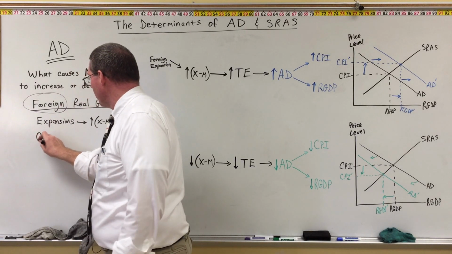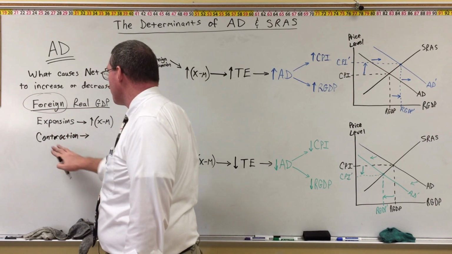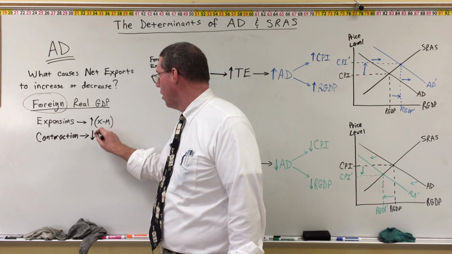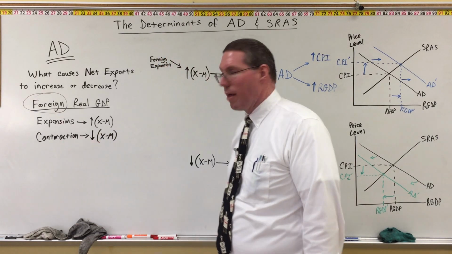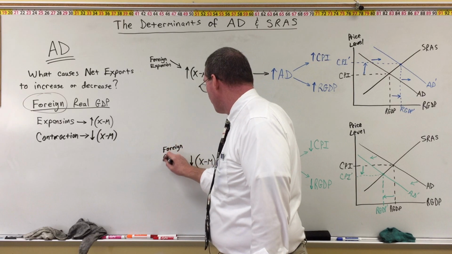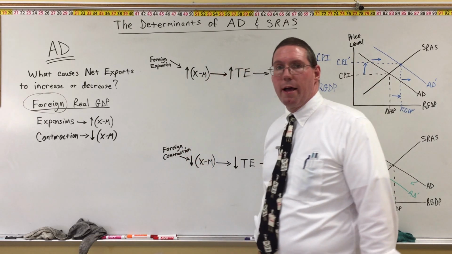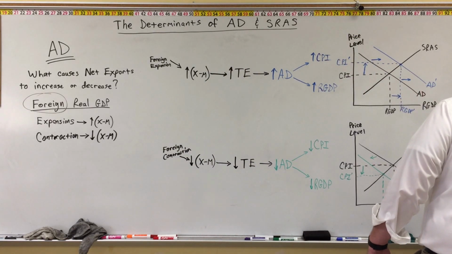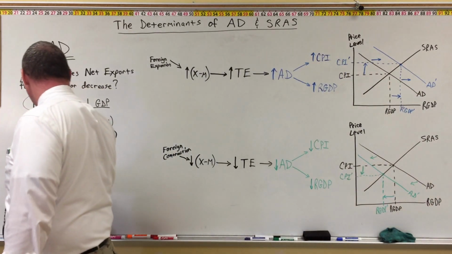On the other hand, if other countries are experiencing economic contraction, they don't have as many resources. They can't afford to buy our stuff, and therefore we are going to sell less stuff to them. So there will be a decrease in net exports if other countries are experiencing economic contraction. And so if foreign economies are experiencing economic contraction, then we will sell fewer exports to those countries and total expenditure will go down. Last category is, the second one under net exports is exchange rates.